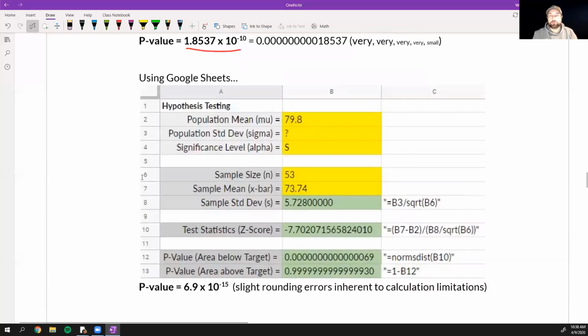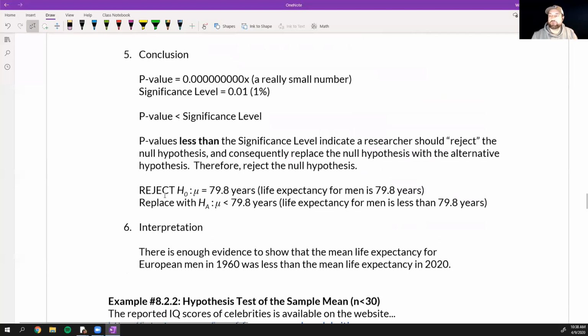We can do the same thing using Google Sheets. So you punch in your information, bing, bing, bing. And again, here is your p-value, a very, very small number. So our p-value comes in way below our 1% threshold. So our p-value is less than the significance level, which means we can reject the null hypothesis that the life expectancy for people in 1960 is 79.8, and we can replace it with our alternative, which says that the life expectancy for European men in 1960 is much less than the life expectancy in 2020.